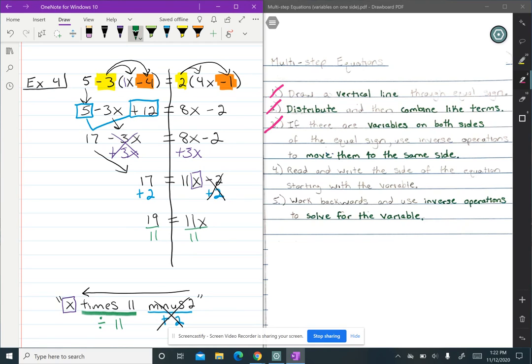If you put 19 divided by 11 in your calculator, it will give you a decimal, so we can just leave it as the fraction because it can't be reduced, as 19 over 11. And then 11 divided by 11 equals 1, which leaves us with just x. So our final answer is 19 over 11 equals x, or x equals 19 over 11.